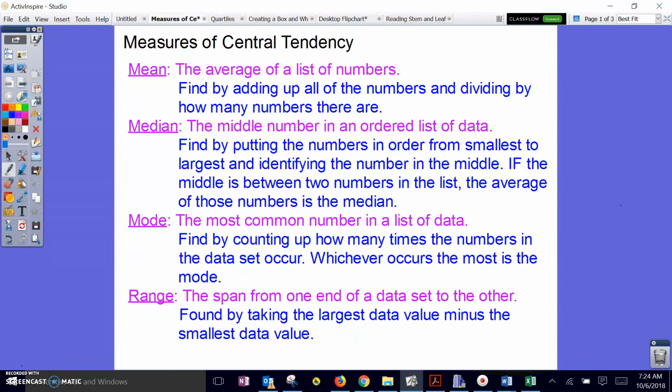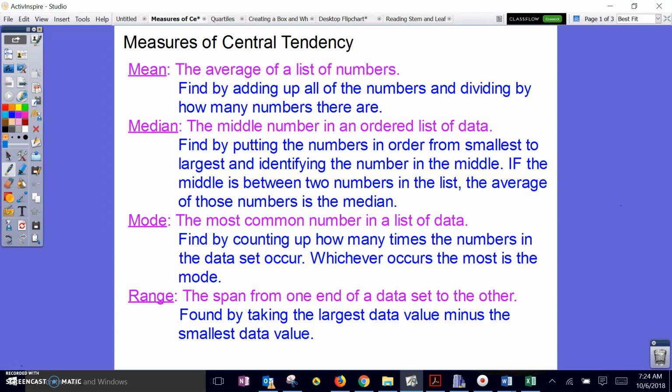Alright everybody, welcome back. In this video we're going to talk about measures of central tendency and how we calculate them. There are three major types of measures of central tendency that we're interested in, and then one related statistic that we're going to talk about that's related to central tendency, and you see all four of them listed here.